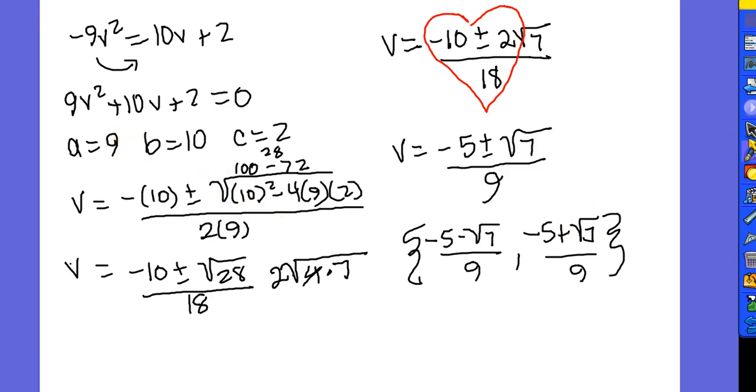Okay, so there we have it. Those are your notes on quadratic formula. Just a review. Hopefully you're refining your process. You're a little bit better. Gave you 12 problems.